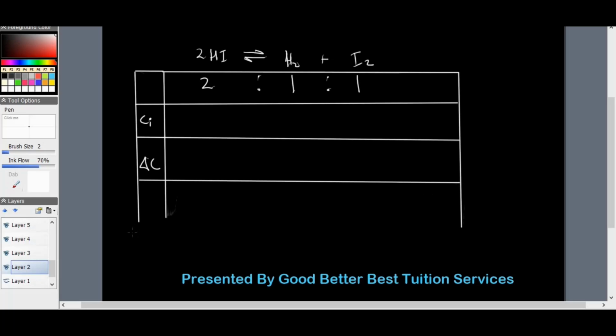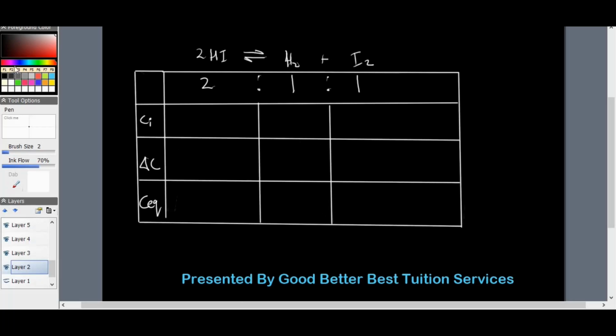And I also know there must be a new equilibrium concentration. So I'm just going to abbreviate it to CEQ, EQ for equilibrium. Okay? And let me just split it up into the desired different sections for the different elements.